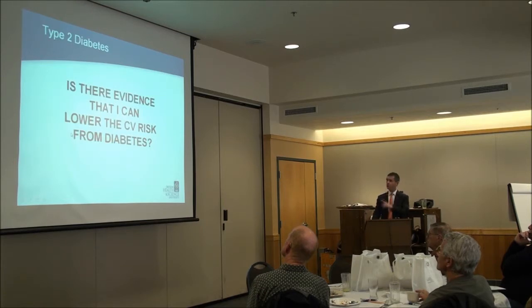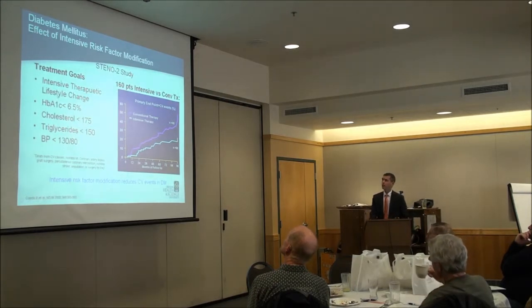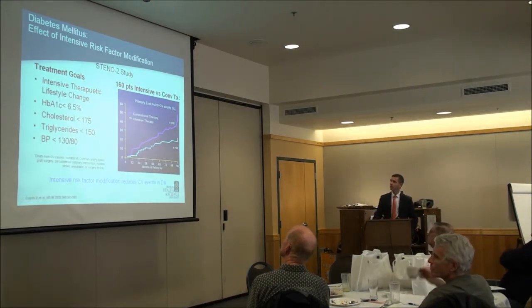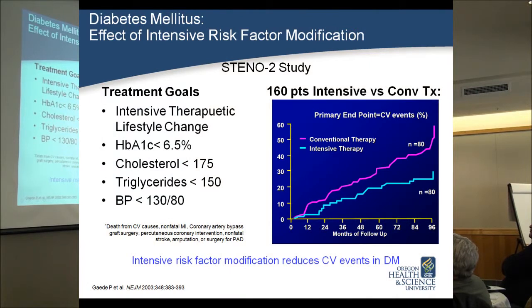So what can we do to lower cardiovascular risk then? The Steno-2 trial, I think, is a trial that gets overlooked, and it's because it was a pretty small trial. It was 160 patients. 80 went into a conventional therapy arm, and 80 went into an intensive therapy arm. And it was an open study as well, such that the people on intensive therapy knew that they were getting intensive therapy. But they all went through intensive therapeutic lifestyle change.